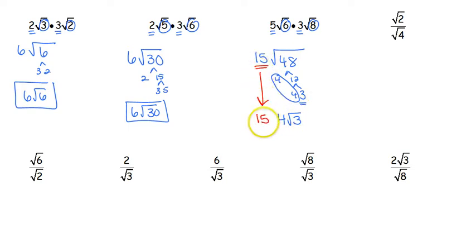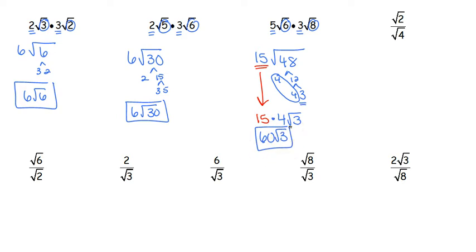So it's 15. Now I have to think about what I'm going to do with the number that's already there and the number I'm bringing out. Since I'm multiplying 15 times this radical, I'm still multiplying it, so 15 times 4 gives us an answer of 60 root 3.